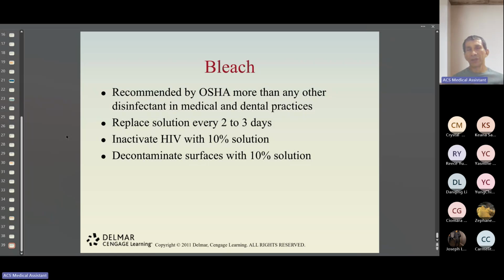So every single time that you have a spill, urine, feces, body fluids in general, how are you going to decontaminate and disinfect this area? Bleach, 10%. That's it. It's not 100%. 100% is not better. No, it is 10%. That's all you need. Anything else will become a hazard for you to handle. So 10% is just good.